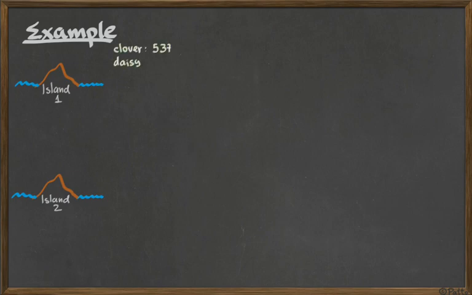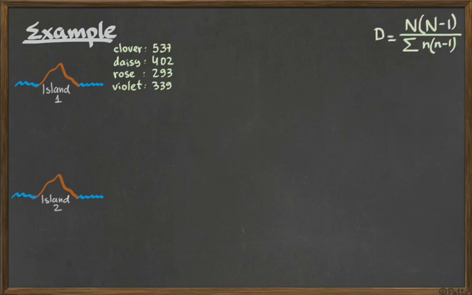So I'm putting here some species that were found in island number 1: clover, daisy, roses, and violets for flowers. Okay, here we are going to be using the formula that I showed before, the Simpson Diversity Index, and we need the total, 1,571. So how do we apply that formula? If you already know how to do this, pause your video, work it out, get the number, and then check to see if your number matches my number.